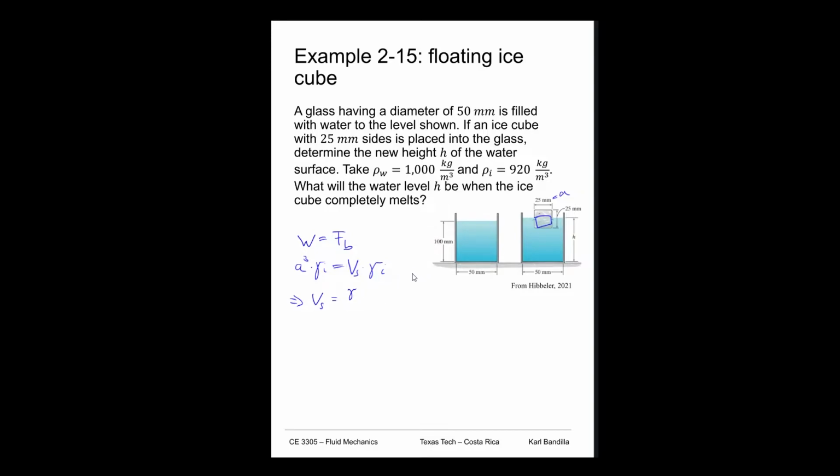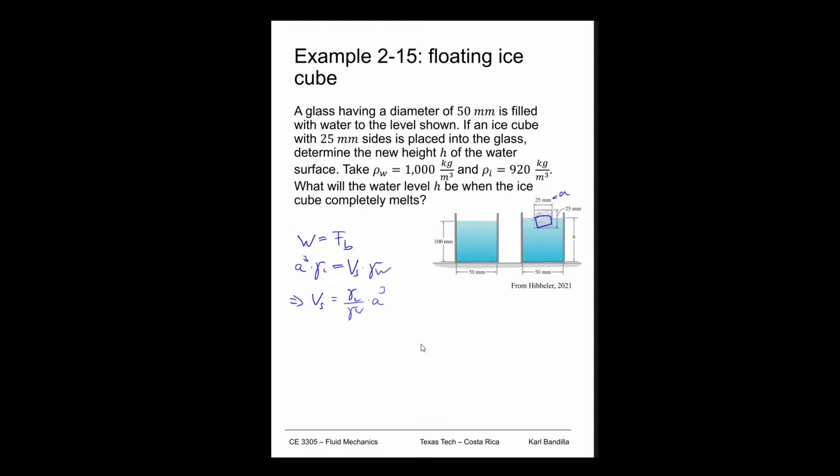So we know that the submerged volume, Vs, is going to be gamma... oops, this is not an I over here, of course. Let's erase that real quick. This would not be ice, this would of course be water. So then we're left with, if we divide by gamma water, gamma ice over gamma water times A to the third. So this would be the volume of liquid that we're adding, right? We had nothing, but now we're adding this piece of real estate into it.